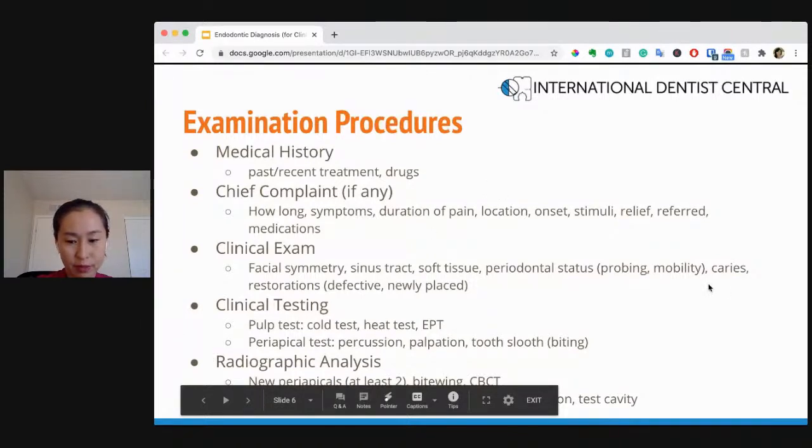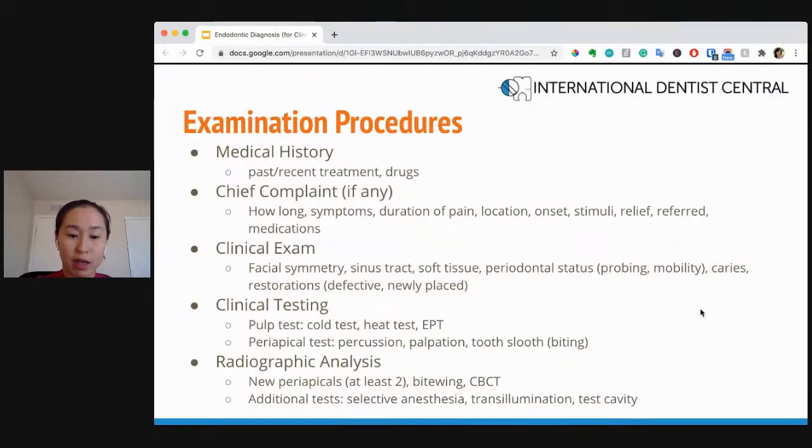And then additional tests if we need to. Selective anesthesia, we would do this if, let's say, sometimes the patient will have a cold sensitivity on the upper arch, but they will have a percussion sensitivity at the lower arch, and we are not quite sure which one is really causing it. Then we can decide to administer some anesthetic to either the upper or the lower arch. It doesn't really matter, but just one. And if the pain goes away, that means we have correctly guessed the arch that is causing the issue, versus if the pain remains even though we've anesthetized the arch, that means it's the other arch that is causing the issue.